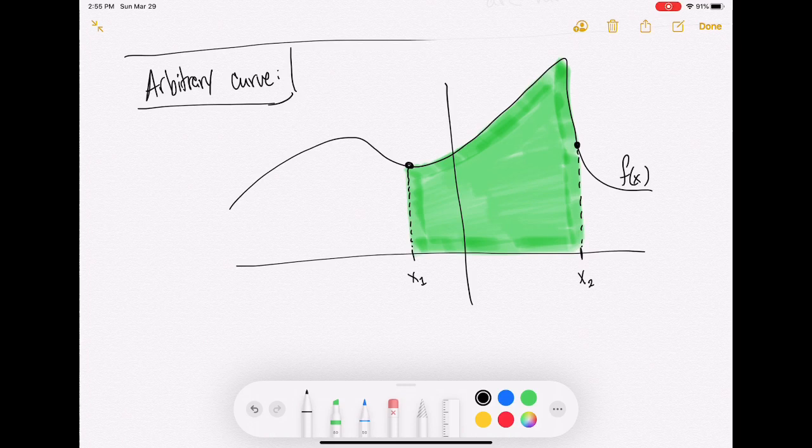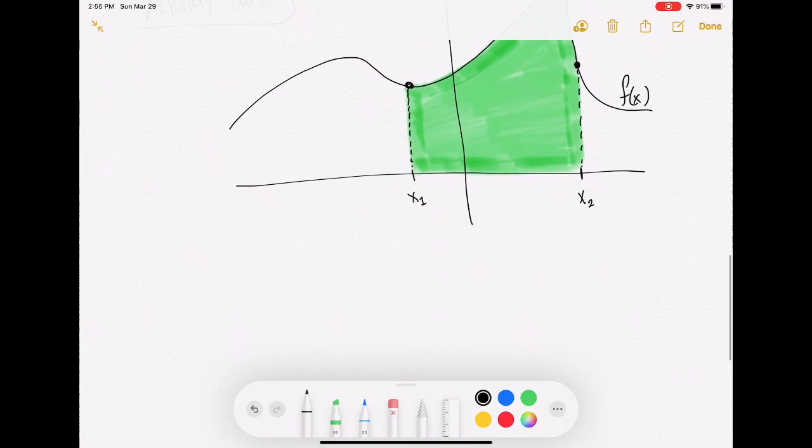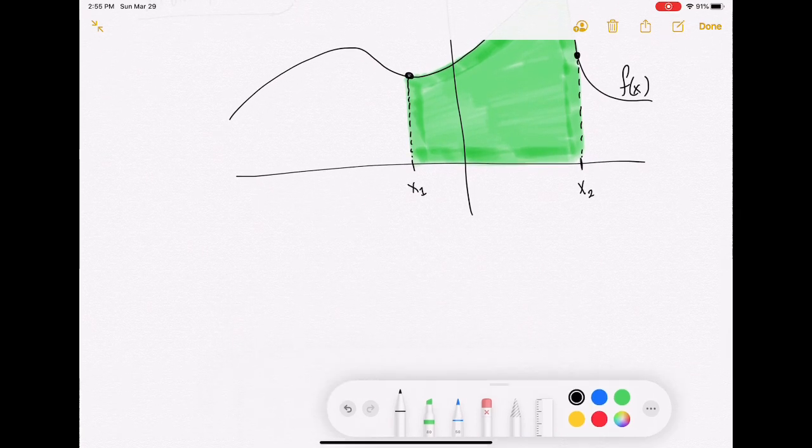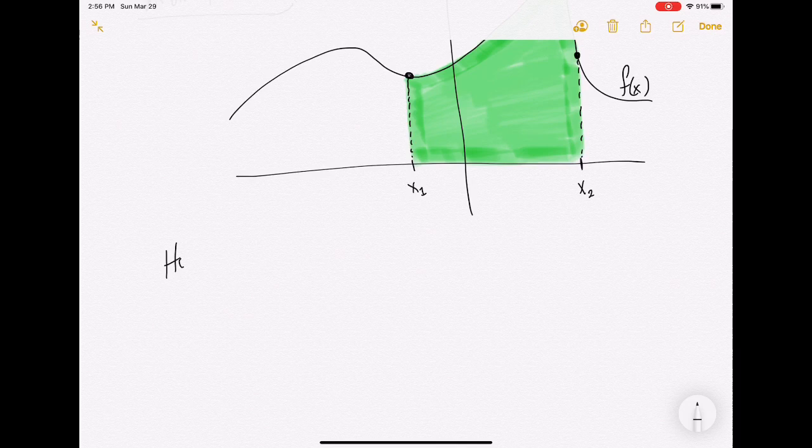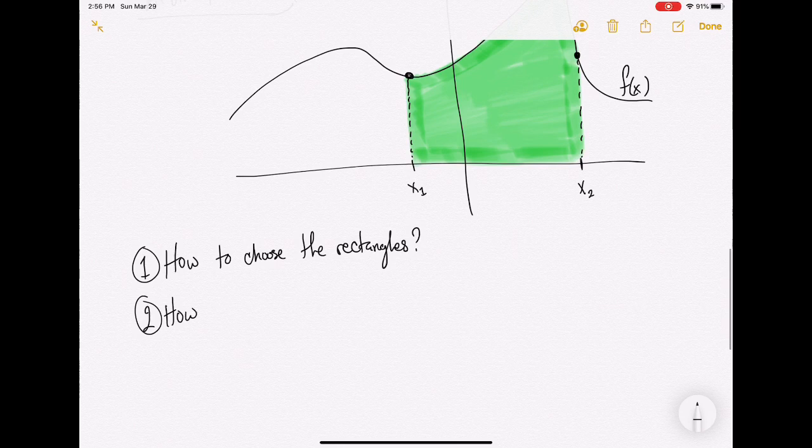And so I need to know how to find the height of each rectangle. Really, first I'm going to ask myself how to choose the rectangles. This is step 1. And step 2 is how do I know the height and width.